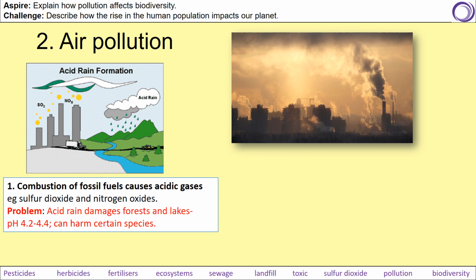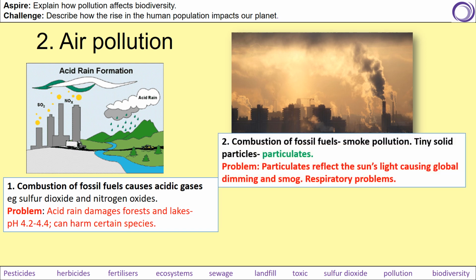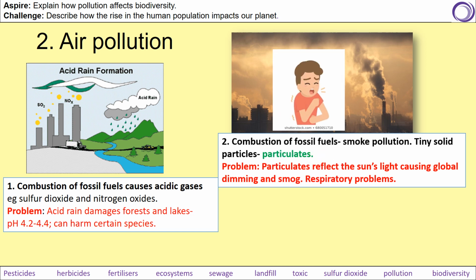A second type of air pollution, still involving the combustion of fossil fuels, is known as smoke pollution. Smoke pollution causes tiny solid particles to be suspended in our atmosphere, known as particulates. The particulates can reflect the sun's light, causing global dimming and smog. It also causes respiratory problems if we breathe it in.